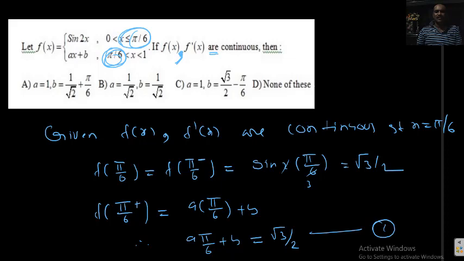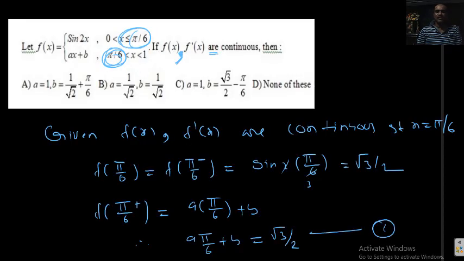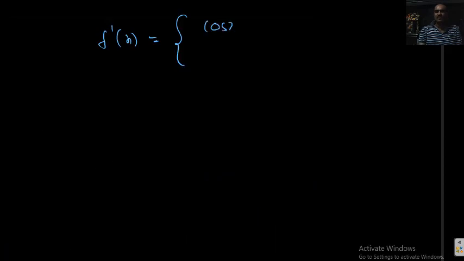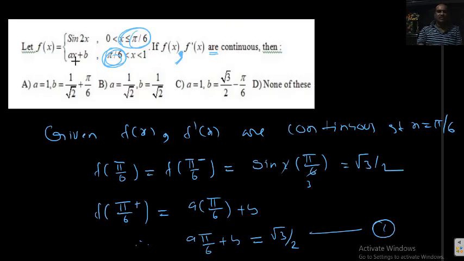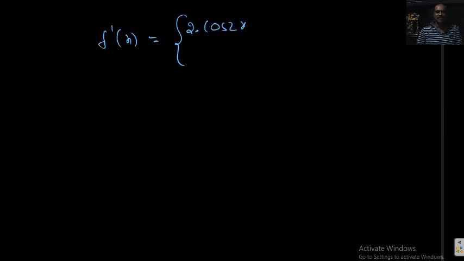Okay, another relation. For that I want to find f dash of x directly. f dash of x equal differentiation. You know how to find differentiation. So sin 2x differentiation is cos 2x into 2, I will write here 2. Okay, next one is ax plus b: ax differential is a, b is constant, 0 only, so I will write a. This is for 0 less than x less than or equal to pi by 6, and pi by 6 less than x less than 1. What is my assumption? f dash of x exists everywhere in this interval.